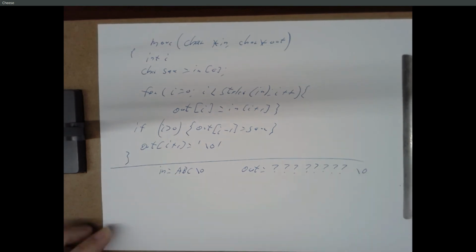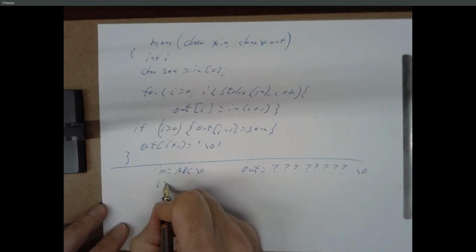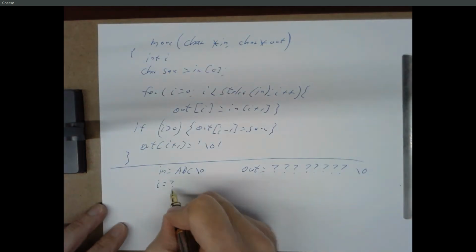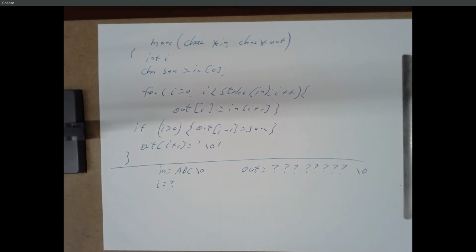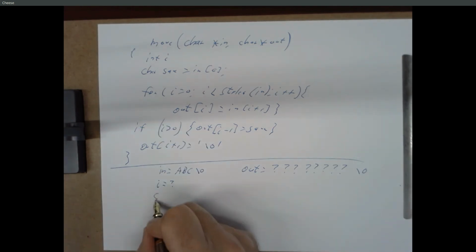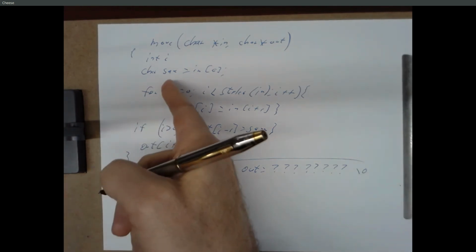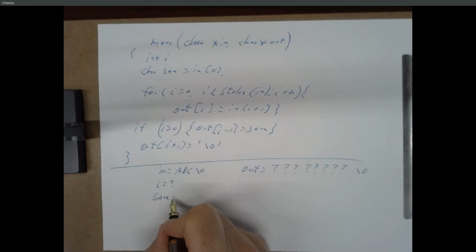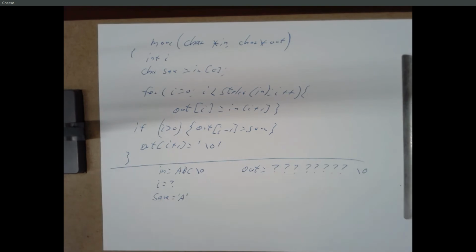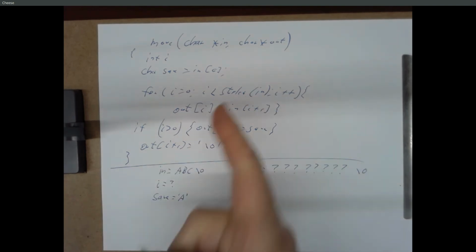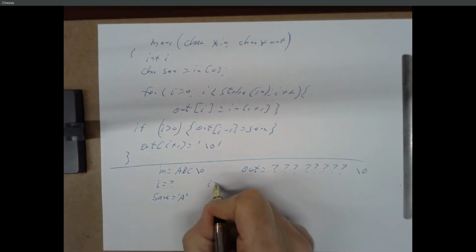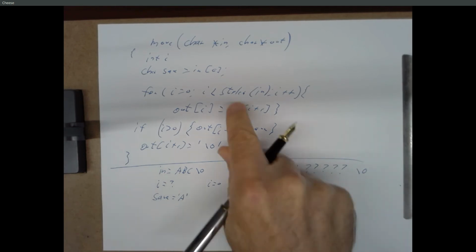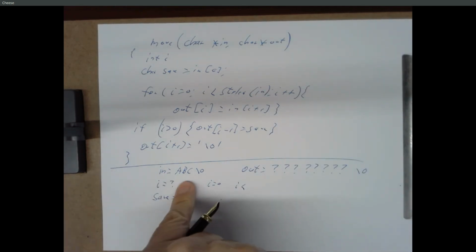It's just initially stuff. I is an integer, but we haven't given it a value. So that could be anything. Save is a character, but when we declare save, we actually initialize it to in bracket 0. Well, in bracket 0 is the letter A. Okay, now we say for i equals 0, and i is less than string length of in. So what's string length of in?